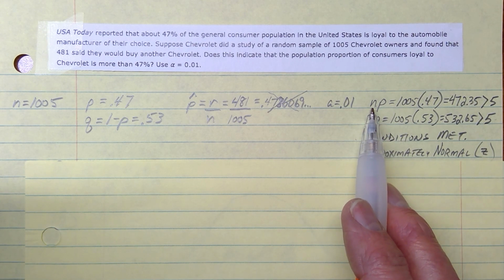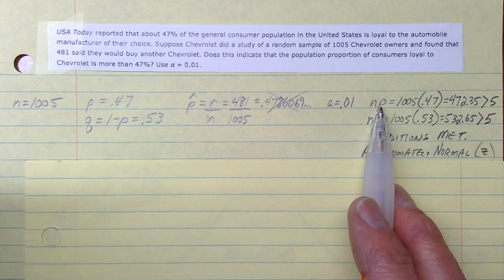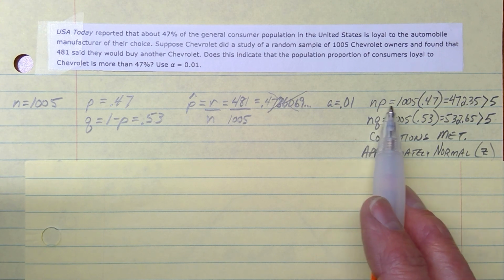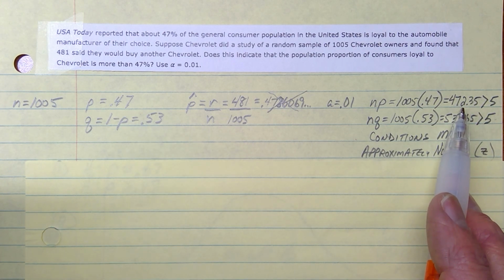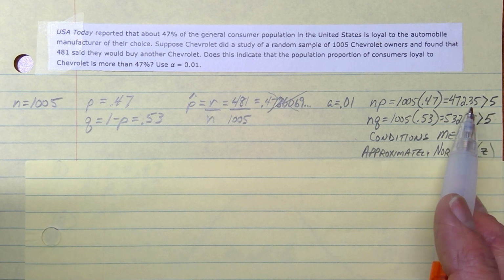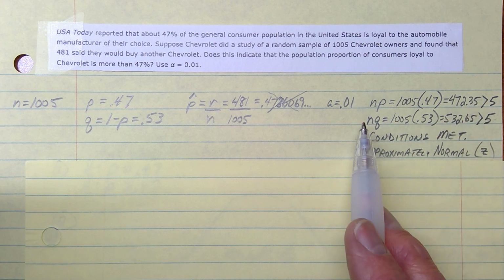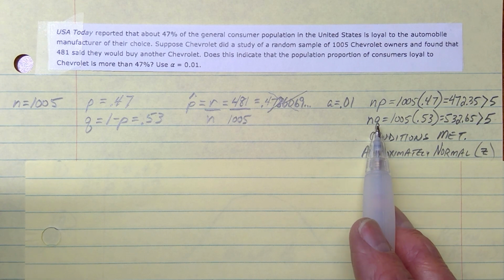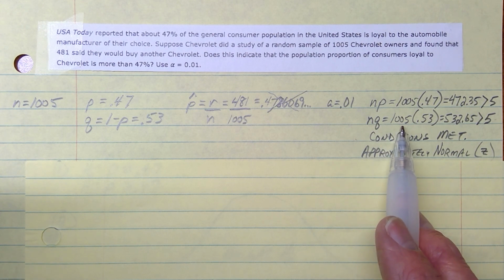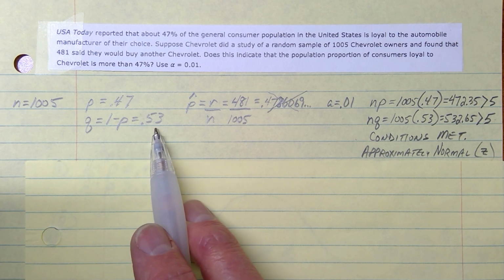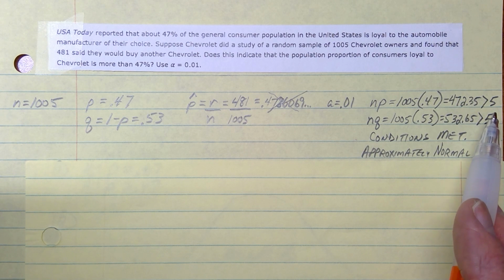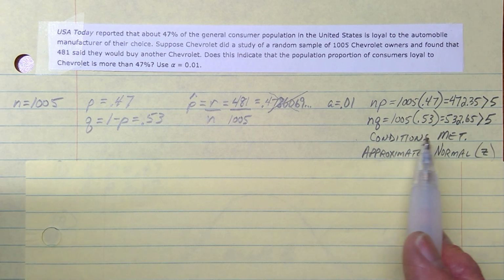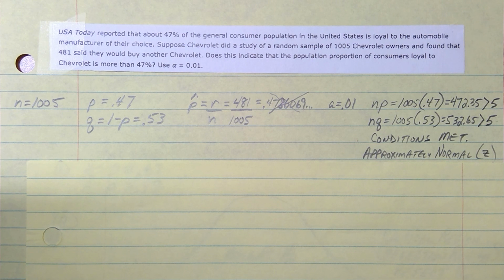So let's just double check. The number of people times the proportion of success is 1,005 times 0.47. That's 472.35. I just got to make sure that's bigger than 5. Of course it is, so that one checks out. But the other one has to check out as well. The number of people times the proportion of failure, so 1,005 times 0.53. That's 532.65. That's bigger than 5 also. As long as both of them are bigger than 5, the conditions for a normal distribution are met. And if it's a normal distribution, we can use a z-score.